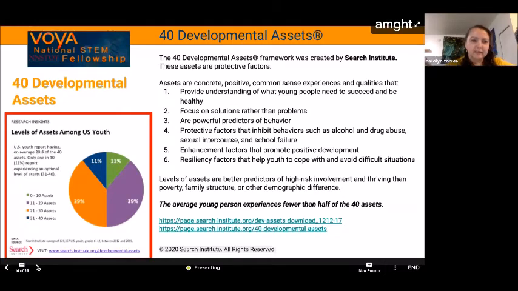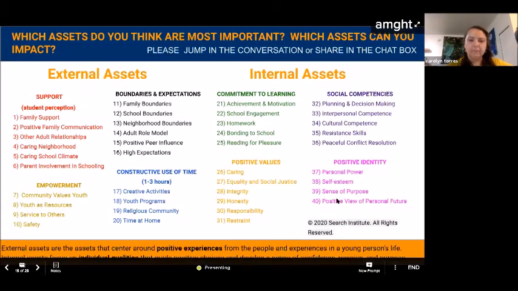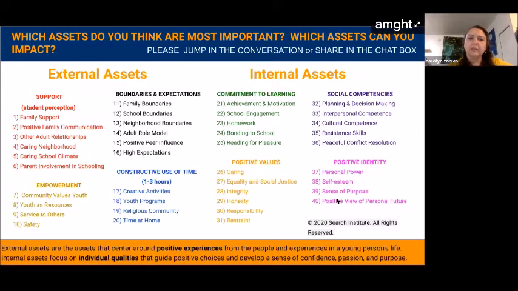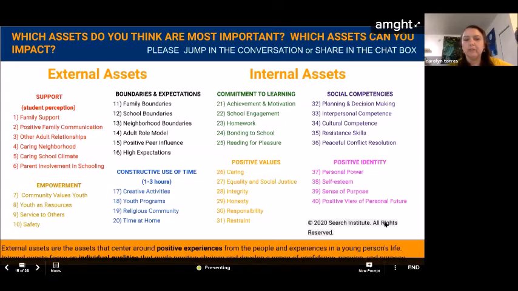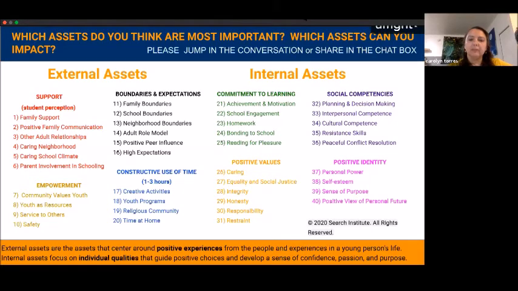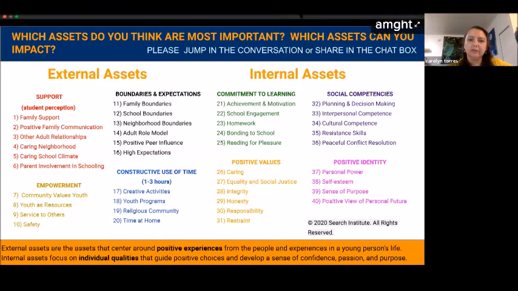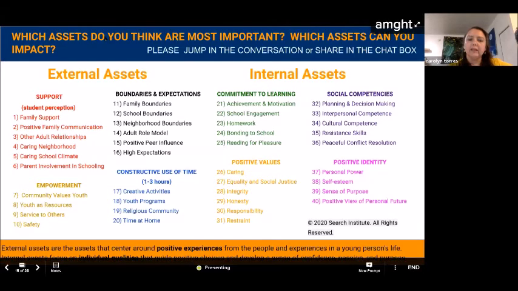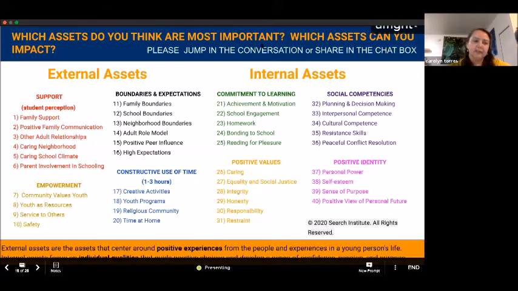Go ahead with the next slide, Steve. The assets are broken into, I told you there are 40, two sets: external assets and internal assets. Feel free to jump in the chat box with which assets you think are most important and what you think you might be able to impact. The external assets are the positive experiences that students have had throughout their life, and the internal assets are what they have as individual qualities.